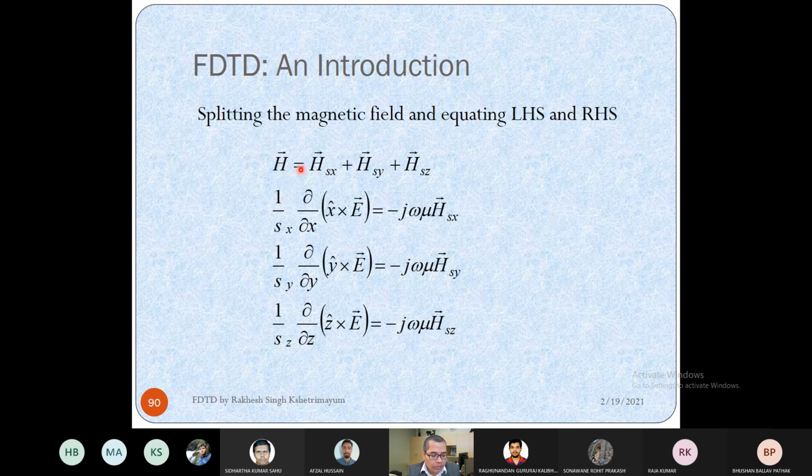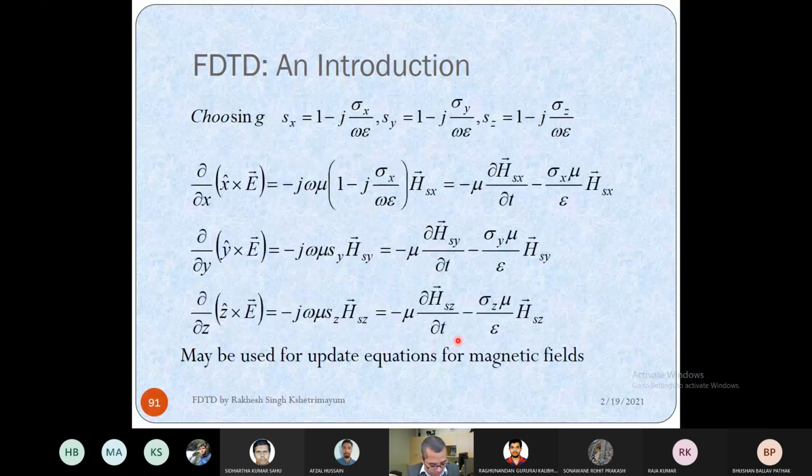Splitting the magnetic field. Let's say I have Hsx plus Hsy plus Hsz. Then I can equate the first term with the Hsx term, the second term with the Hsy term, and the third term with the Hsz term.